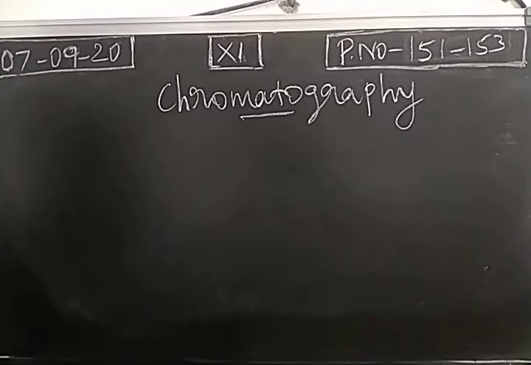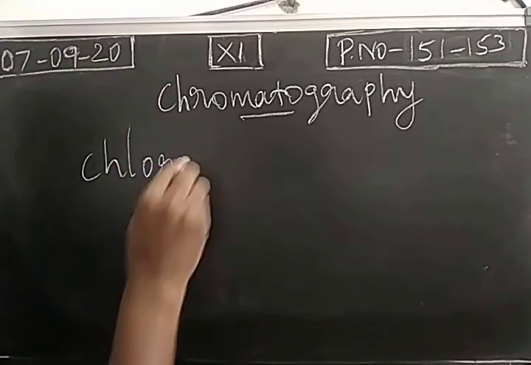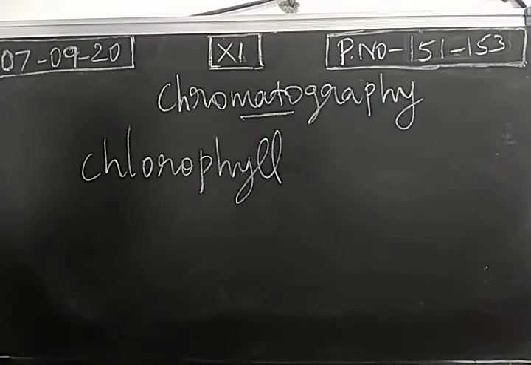First, this technique was introduced by the scientist Tswett in the year 1906. He is a Russian botanist. First, he separated the components of chlorophyll. We know that the chlorophyll pigment is present in the plants. So the colored components of chlorophyll were separated by the Russian botanist Tswett in the year 1906. That is the first separation process using this technique.